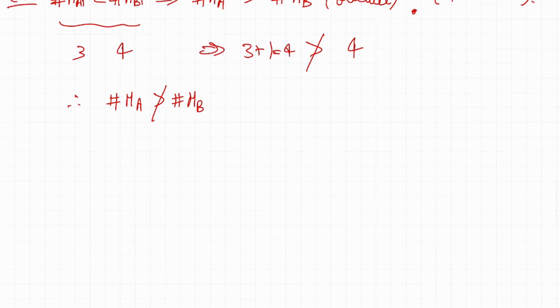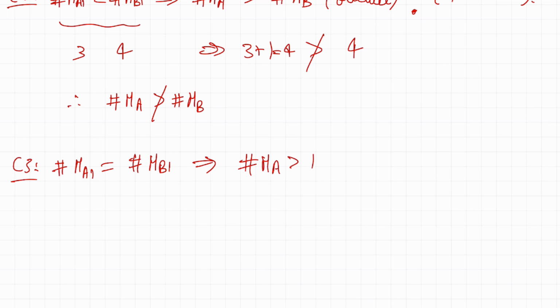Now we go to the third case. The third case is when the number of heads in the first segment is the same for both A and B. So now in this case, is it possible for A to get more heads than B in the overall situation?